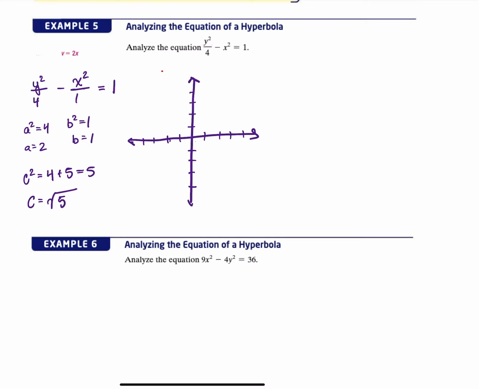Our center point is still at the origin. Our a value is 2, so I would go a distance up 2 units, place a vertex, then down 2 units, place our other vertex. Then to form the edges of the box, I would go left and right 1 unit. That's our b value. So our asymptotes should look something like this.